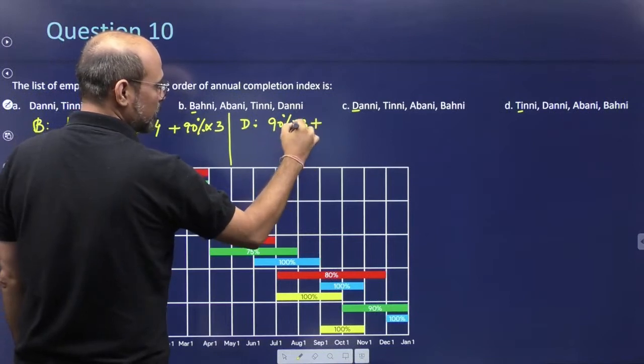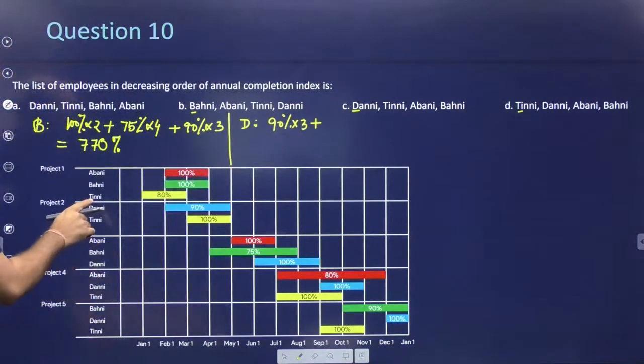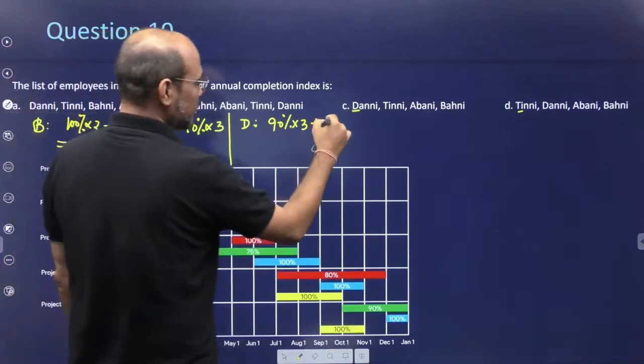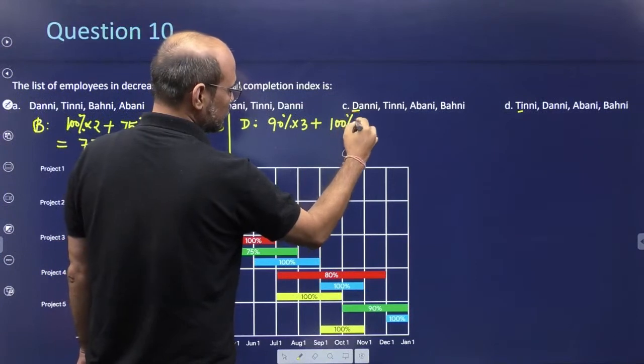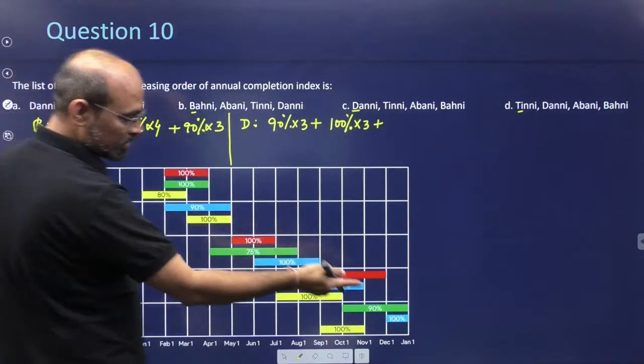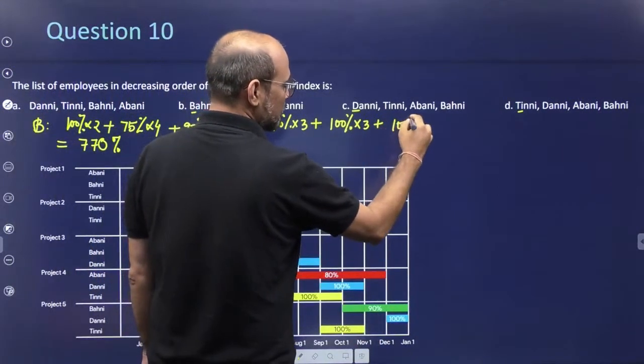I'm writing down the expression. Actually, मेरे को सीधे 270% लिख देना चाहिए था, right? Okay, so this is 90% into 3 plus 100% into 3, the blue one, and then 100% into 2 plus 100% into 1, right? Which is same as 100% into 3.